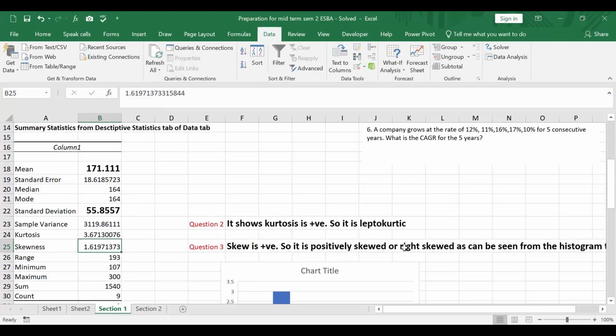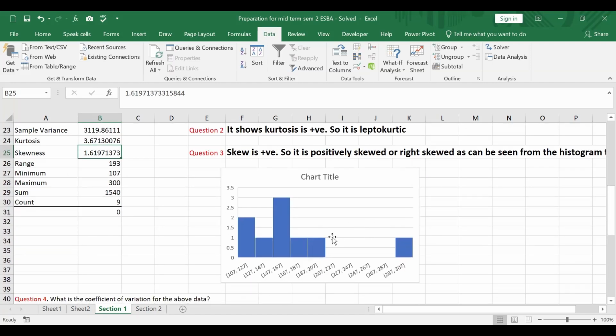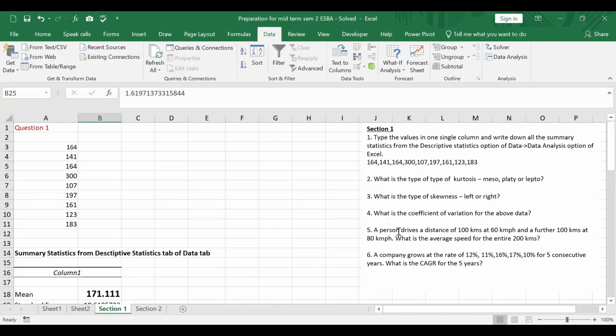Another name for positively skewed is right skewed. Right skewed means the tail is to the right. And if I create a histogram, you can see that the tail is to the right. So that is the answer to question number 2 and 3.